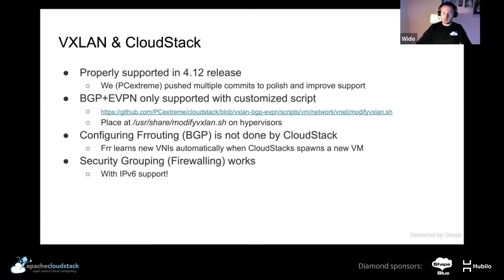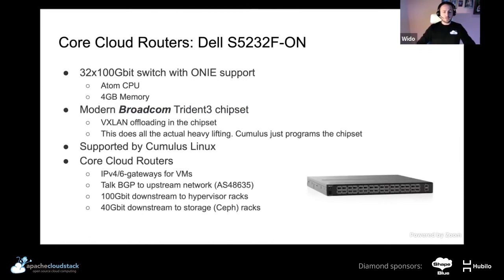So that's what we actually use in our network. When you start building, you need equipment, you need hardware. So when we started building the network, we said, okay, we need VXLAN switches, routers which can route these packets. We started looking around, and in the end, we found these Dell switches which have ONIE support.